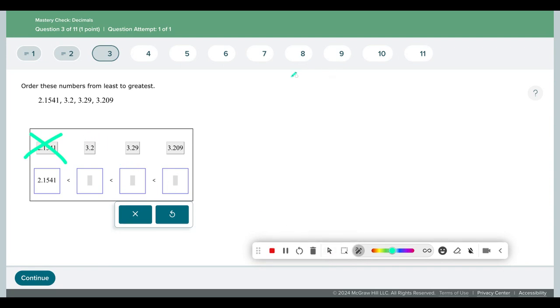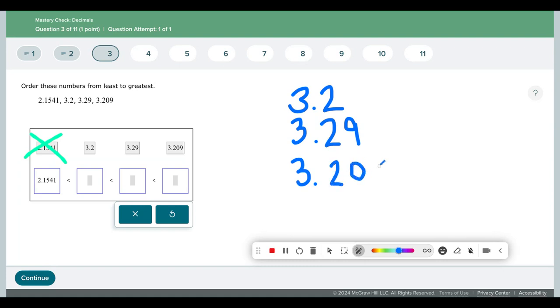You don't have to go through and do this, but I do. I just stack everything. So I have 3 and 2/10. I have 3 and 29 hundredths, right? You're just reading the number 29 and it lands in the hundredths spot. And then this is 3 and 209 thousandths. Okay, so you just read it as 209 and it ends in the thousandth spot.